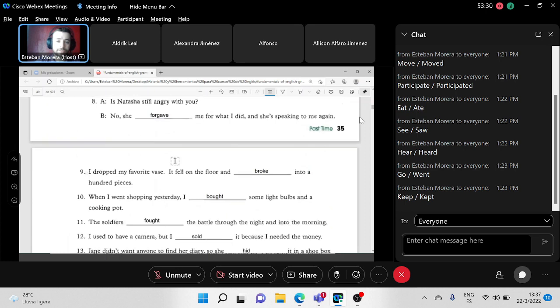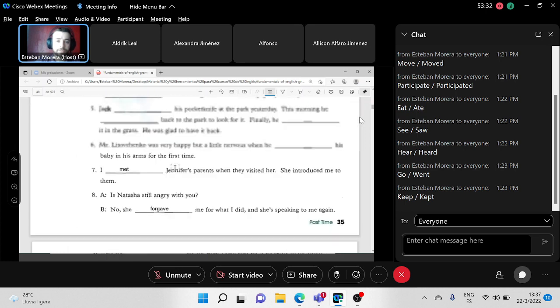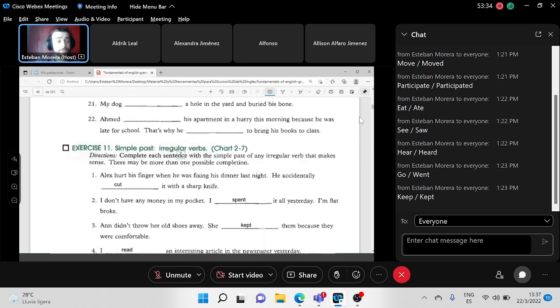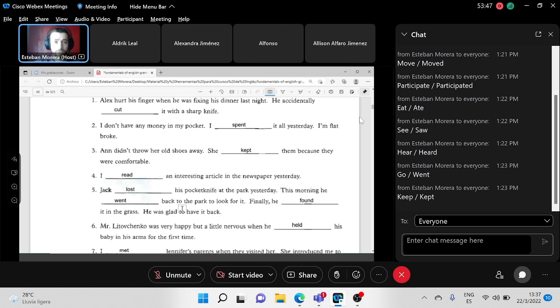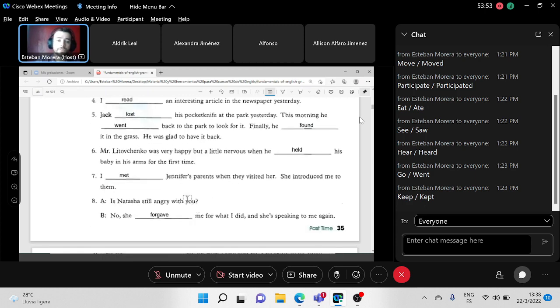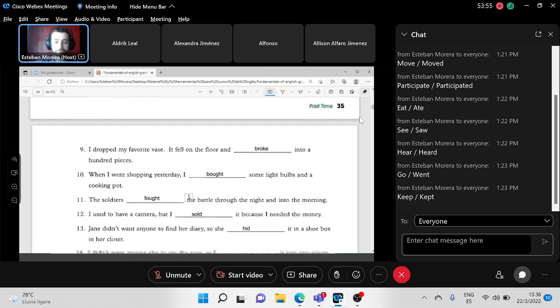Guys, what is the idea of this part? The idea of practicing irregular verbs is that you can see that we don't write ED in the past. We need to know the past tense of irregular verbs, okay, because there is a writing for the present, but there is another writing for the past tense and even for the past participle form.